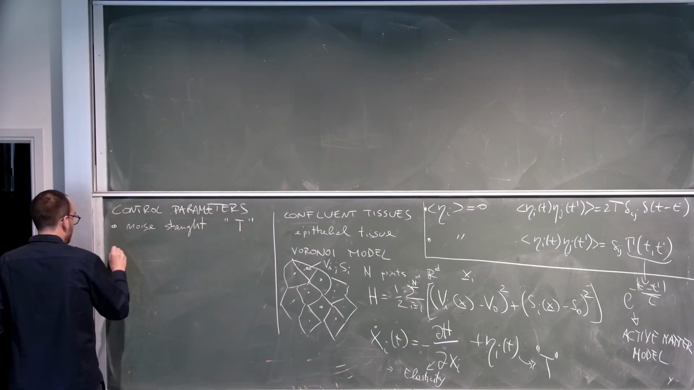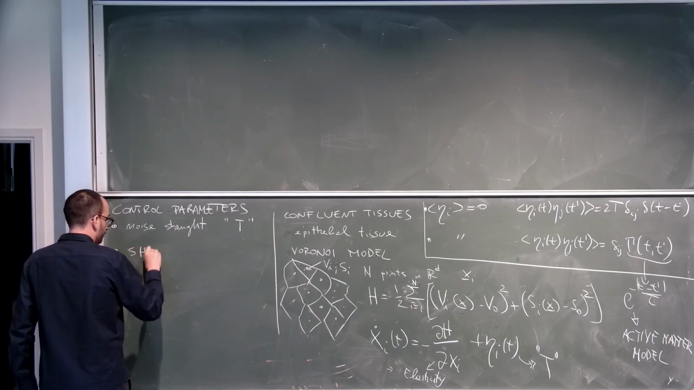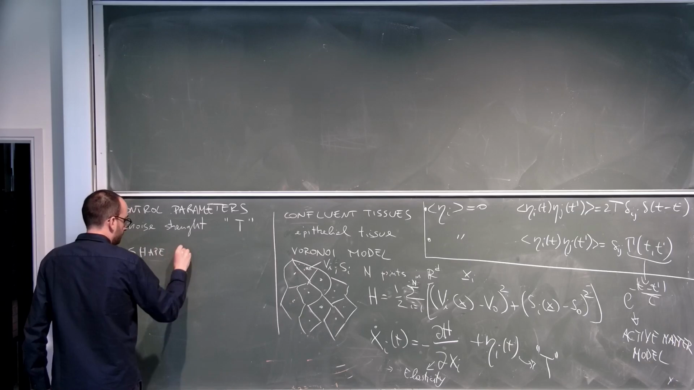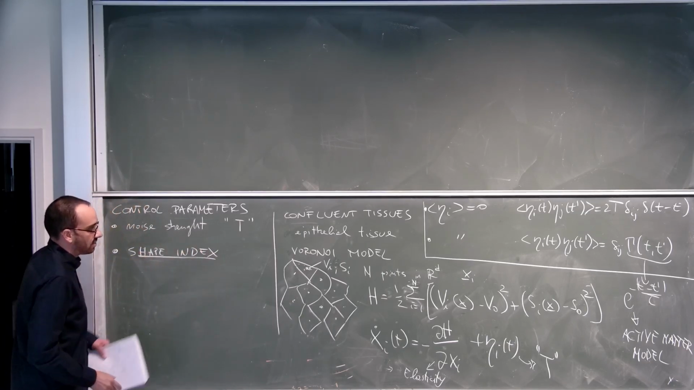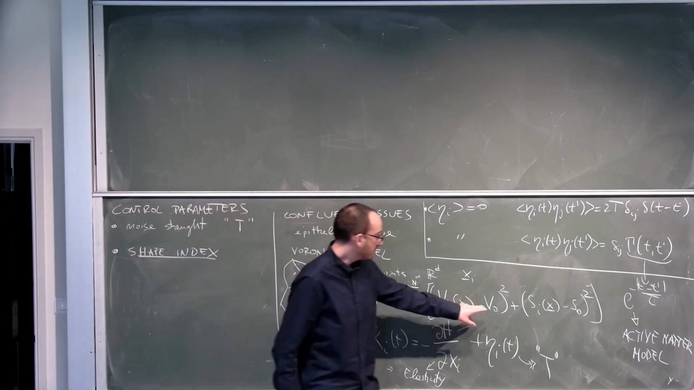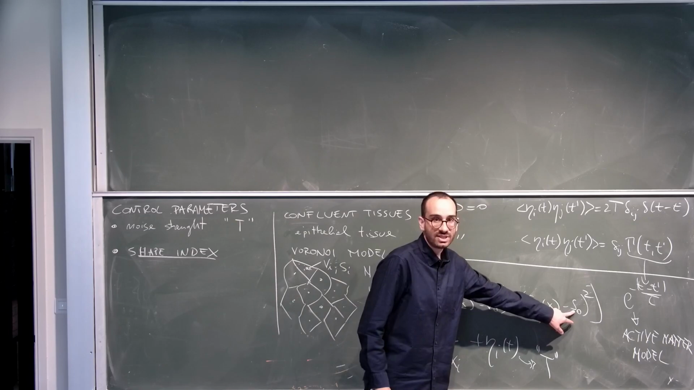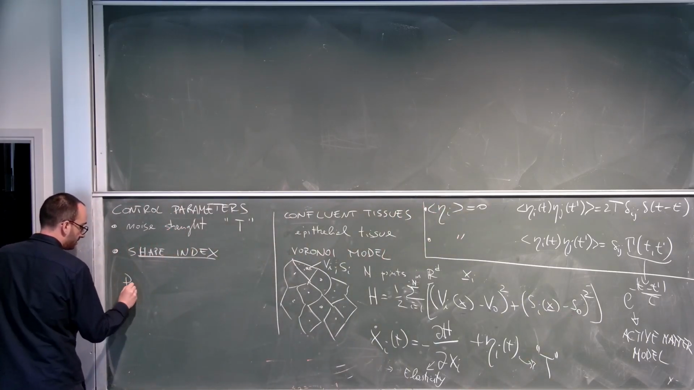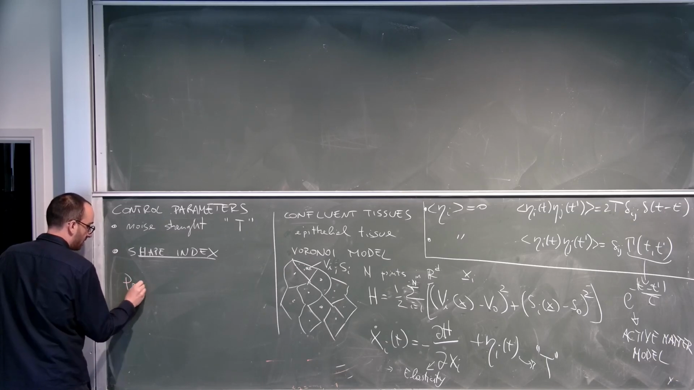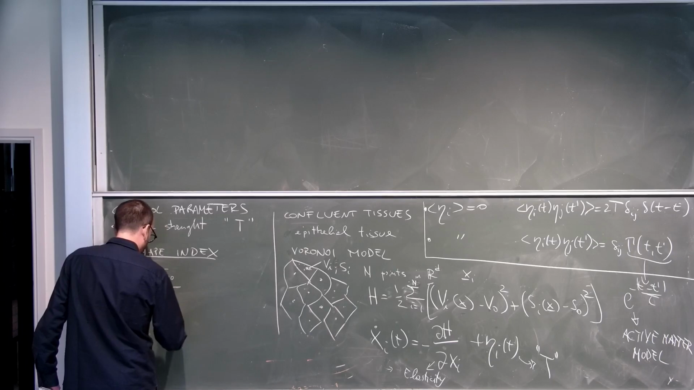And this is rather standard. And the other one is called shape index. So in the Hamiltonian, you have two numbers, that is the target volume and the target surface. So you can build an adimensional number. Let's call it B0. It's just the target surface divided by the target volume to the power (d-1)/d.